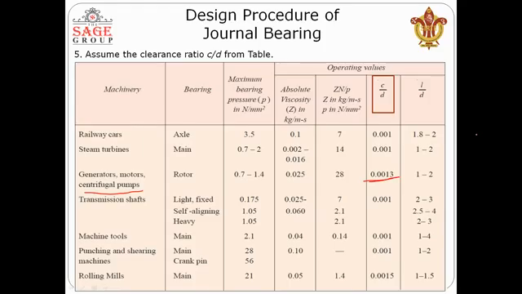D and remember the values of C upon D, because it is very simple to remember. Only for centrifugal pumps and rolling mills is the value of C upon D different. For everything else, the value of C upon D is 0.001. Only for centrifugal pumps it is 0.0013, and for rolling mills it is 0.0015. So if you don't have the Mahadevan Reddy design data book and you are working from the PSG design data book, it is no issue.